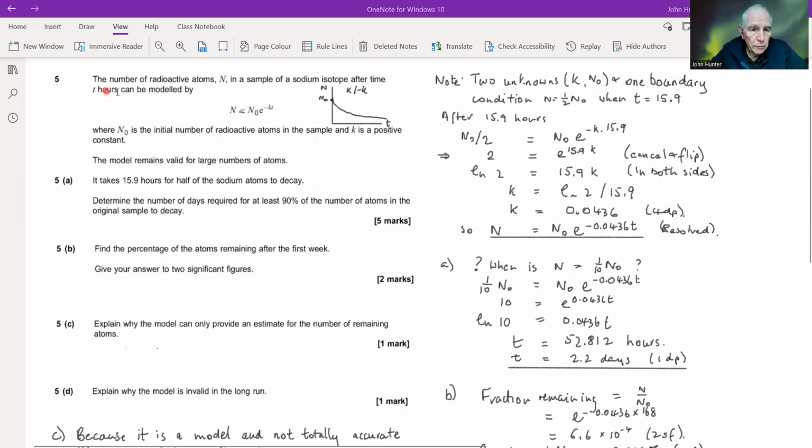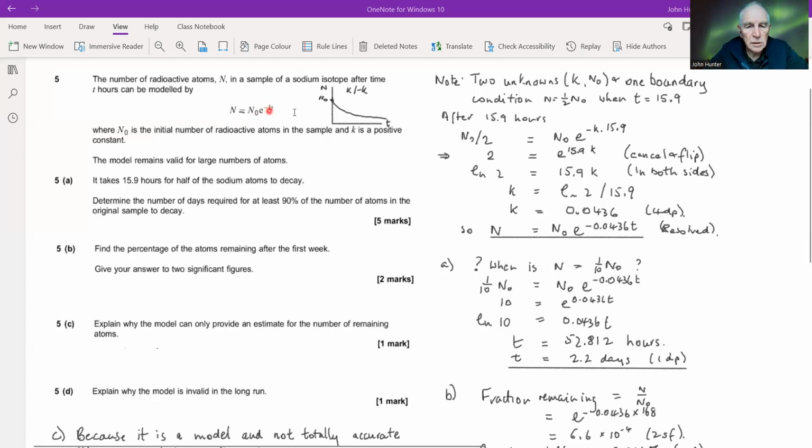Let's have a look. The number of radioactive atoms N in a sample of a sodium isotope after time t hours can be modeled by this equation: N equals N0 e to the power of minus Kt, where N0 is the initial number of radioactive atoms and K is a positive constant. The model remains valid for a large number of atoms. So we recognize this form, and the relationship we're looking for is between N and t, and the unknowns are N0 and K.